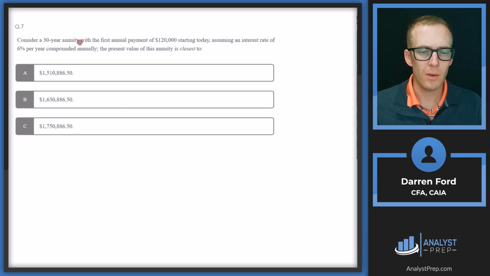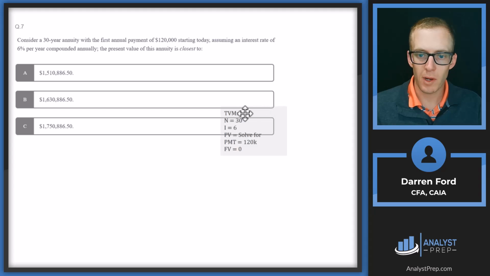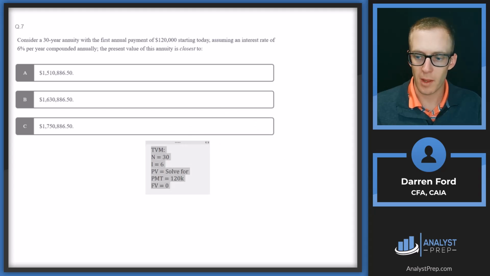Consider a 30-year annuity with the first annual payment of $120,000 starting today. Assuming an interest rate of 6% per year compounded annually, the present value of this annuity is closest to. So we're going to be using time value of money on the calculator. Let me pull that back up. And these are going to be our inputs here.